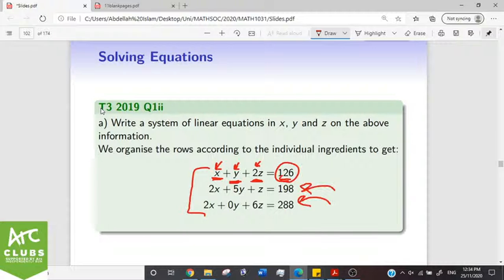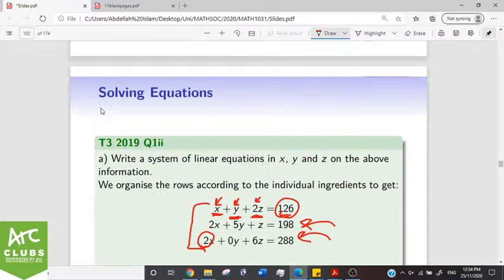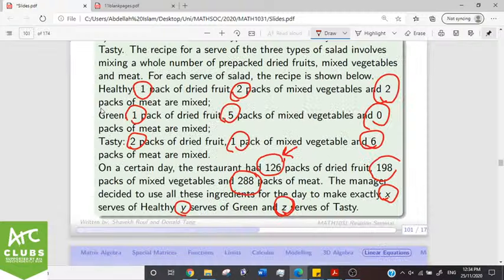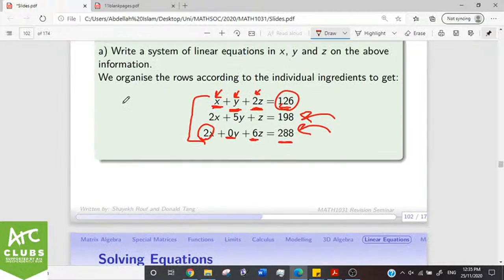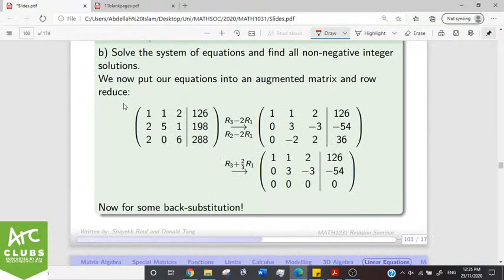Okay, so for example, the first one, the healthy one, has 2 meats, the green one has 0 meats, and the tasty one has 6 meats, and it needs to add up to a total meat stock. So we can turn this into a matrix, like so. And now we just perform these row operations that we learned earlier.